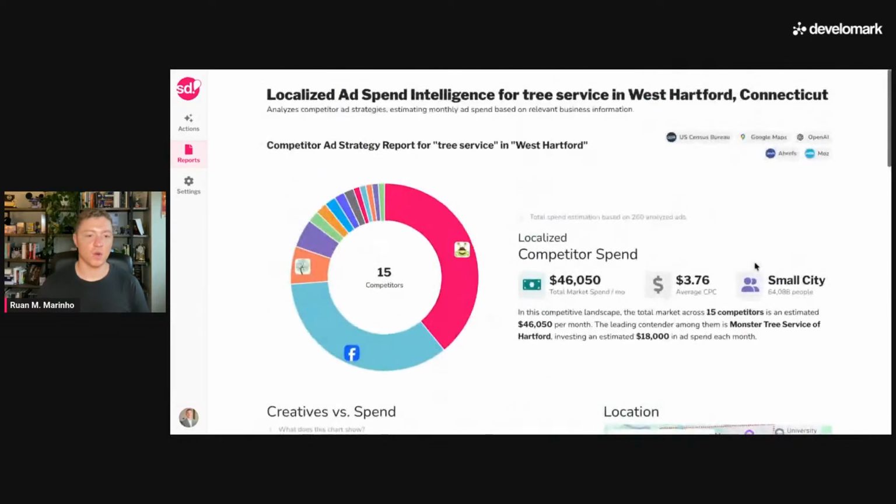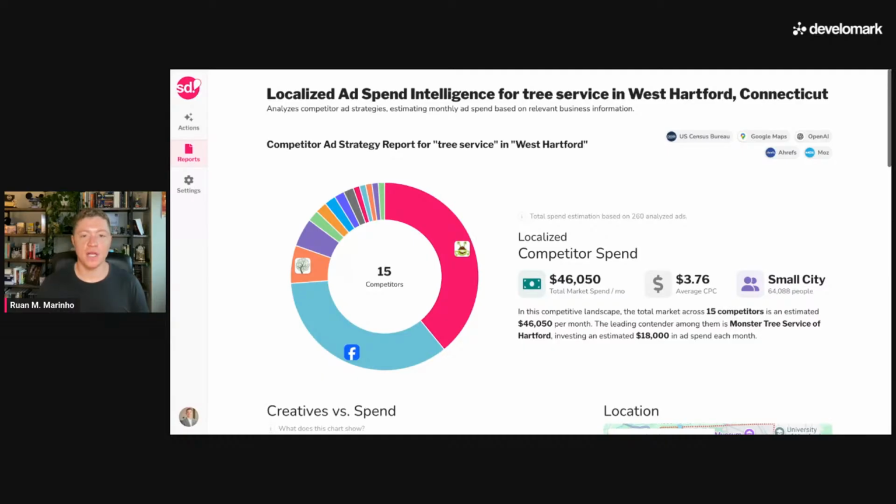So that's what the localized ad spend intelligence is going to allow me to do. I always like to know who we're going up against. If I'm going up at bat, I need to know who's pitching. And I need to know who's batting next, and I need to know who's pitching next. I've got to know the market because that's what people are going to look at as well.